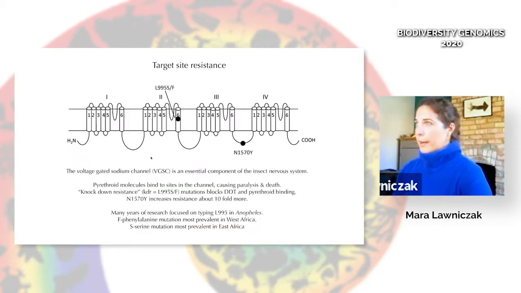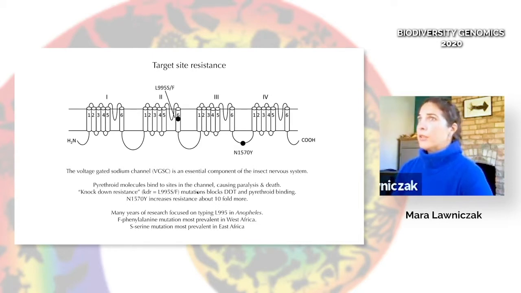I'm going to talk a little bit about target site resistance here. So this is a schematic of the voltage gated sodium channel gene, and this is a gene that's an essential component of the insect nervous system. And this amino acid here at position 995 in the susceptible mosquitoes is a leucine, and then there are 2 mutations that can happen at that same amino acid. One changes it to a serine and one changes it to a phenylalanine, and that confers a lot of resistance to DDT and pyrethroid binding in this channel. There's another mutation at amino acid 1570 that even increases this resistance further.